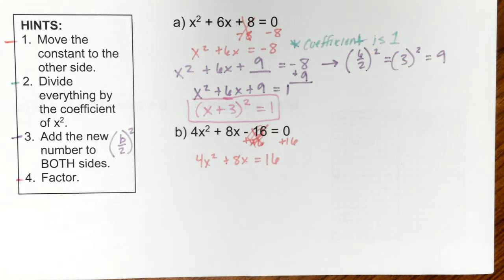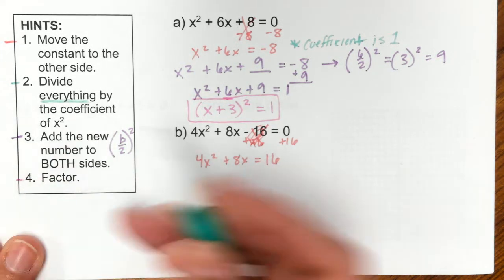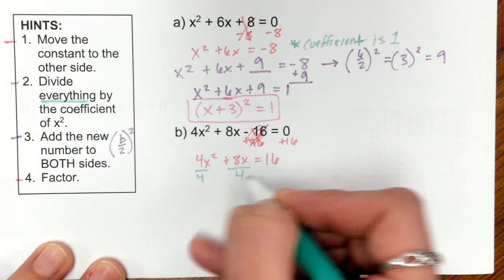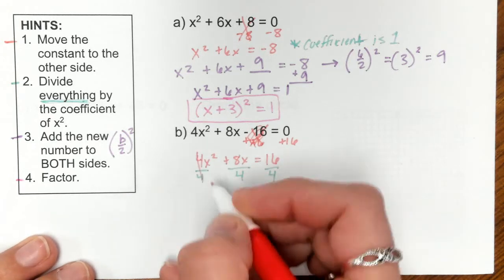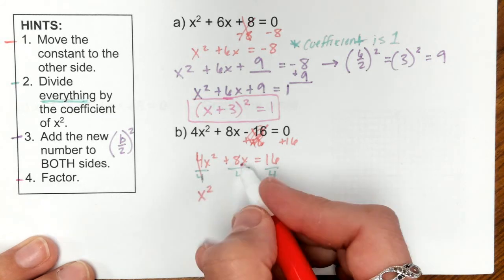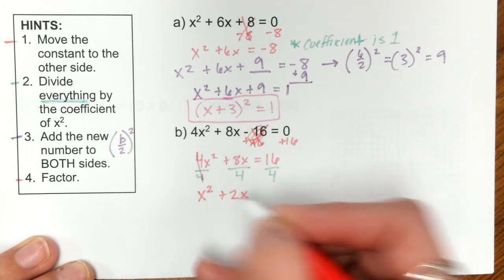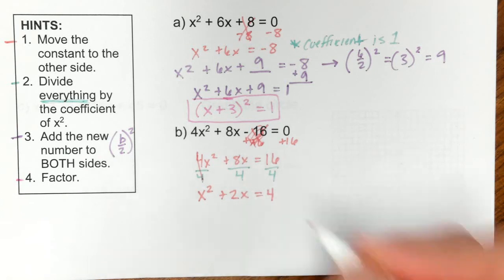Now we need to take that step of dividing everything by the coefficient. So what we need to do is divide every single thing by that 4, so we can get our new equation. And then our new equation comes out to, well, 4 cancels that out. That's the whole reason we're doing this. So we end up with x squared plus 8x divided by 4, which is 2x, because 8 divided by 4 is 2, equals 16 divided by 4, which is 4.